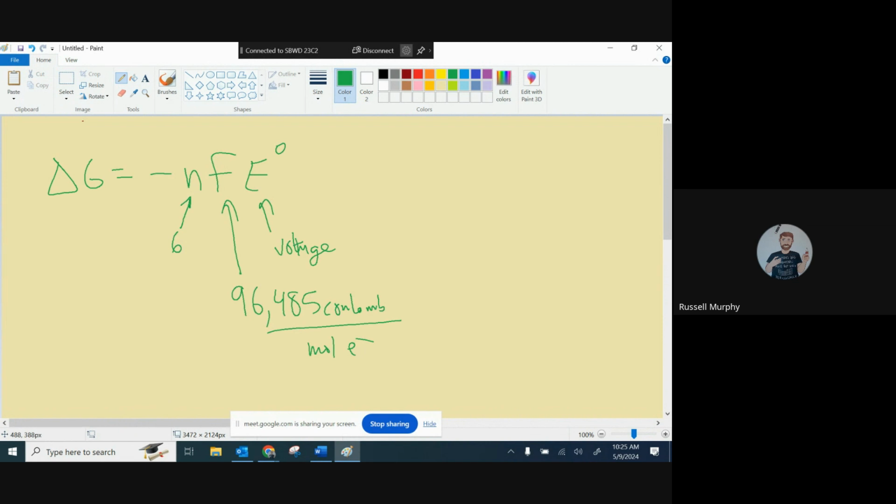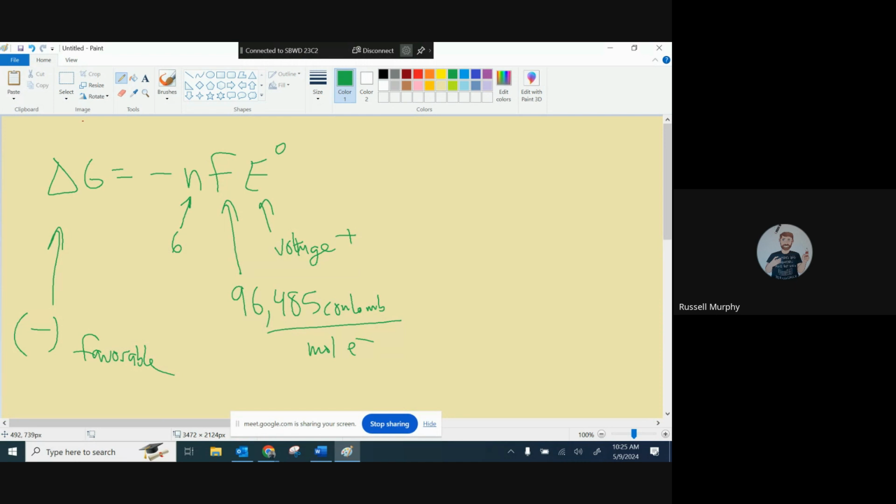We multiply these together, and since this voltage is positive and that's a negative, we're going to get a negative delta G. And if we have a negative delta G, then our reaction should be favorable. The battery should operate properly. So if you get a negative delta G, you should be favorable. Yes, Jenna. So F is a constant? F is a constant. Yeah, it's on the equation sheet.